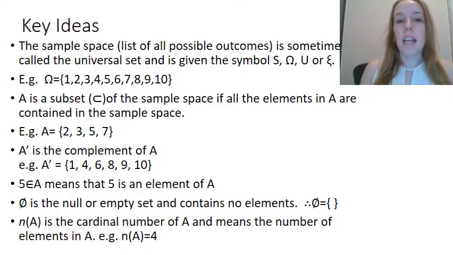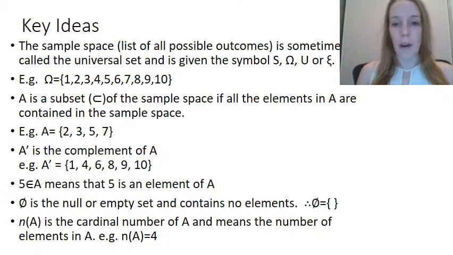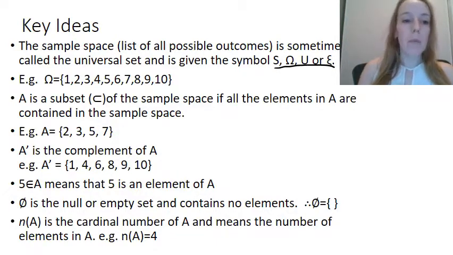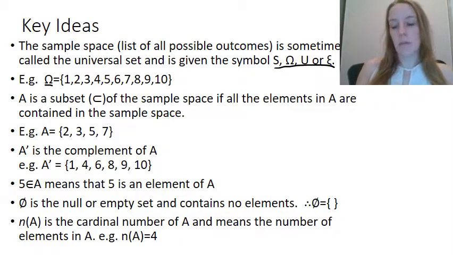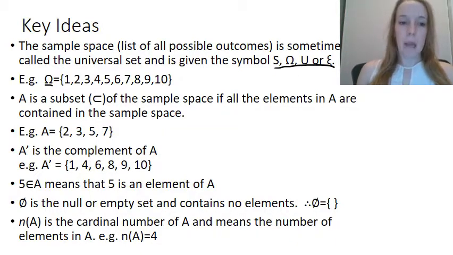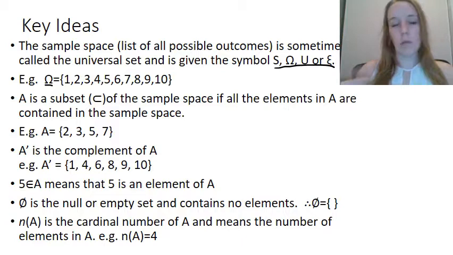So as we know, the sample space is a list of all the possible outcomes of an event or a trial. We sometimes call it the universal set, and it's given a variety of symbols. You can see all the different symbols it can be given, but we normally use this one here that kind of looks like a funny upside down U, and it's called omega. For instance, your sample space might be 1, 2, 3, 4, 5, 6, 7, 8, 9, 10, if it was all the numbers from 1 to 10 inclusive.